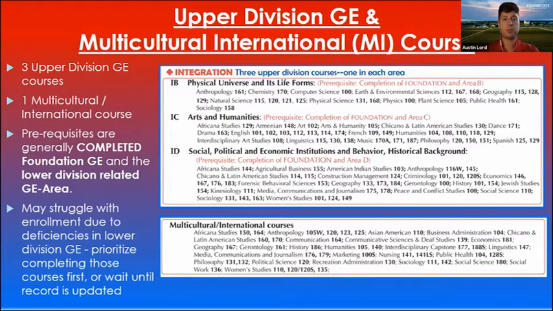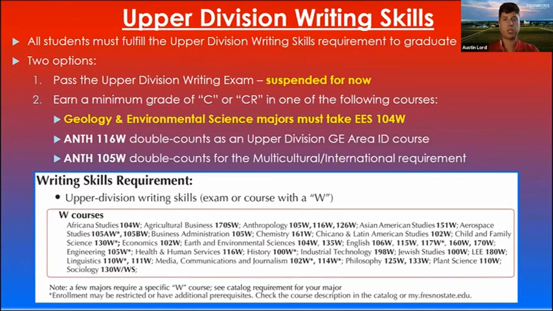So I think that's pretty much it for the upper division GE, but I will tie it back with the upper division writing skill. I mentioned this earlier, you can fulfill this requirement with a test, but unfortunately the test is not being offered right now because that is offered on campus and we're all distancing right now. So right now we're just focusing on the course-based way of fulfilling this, which is taking a W course or writing course. The W at the end is what signifies it's for this writing requirement. And you have to earn a C or credit in one of those courses.